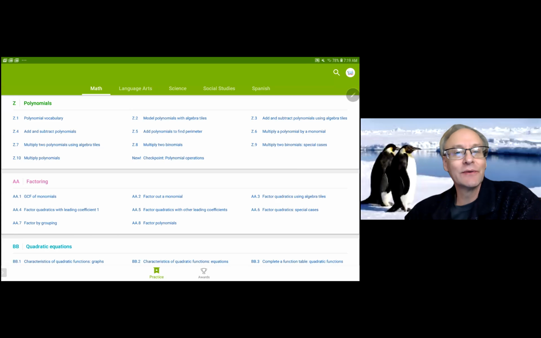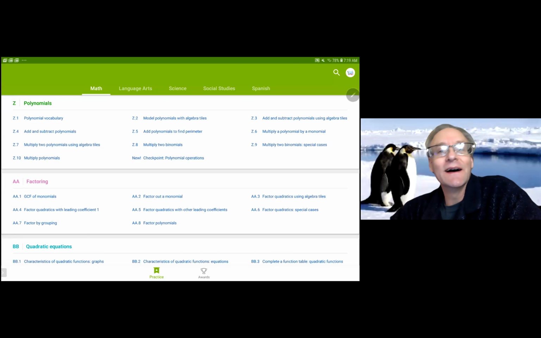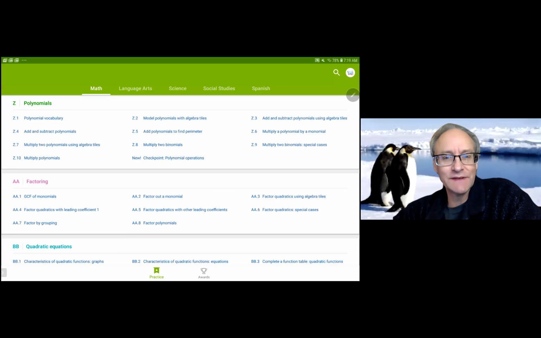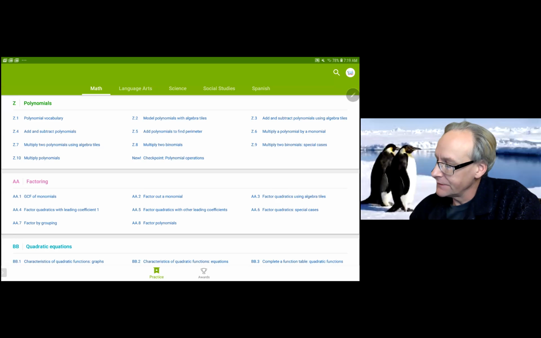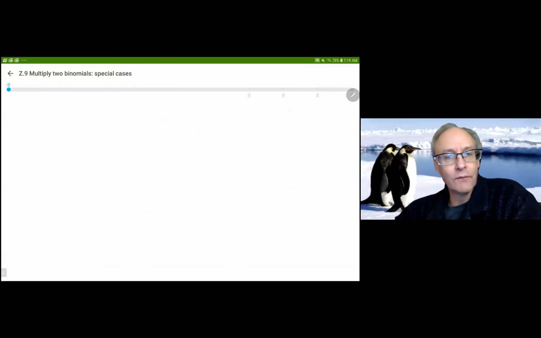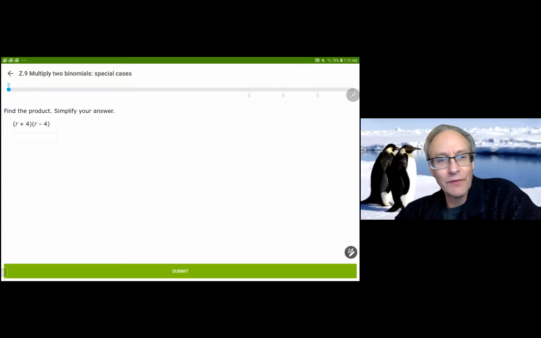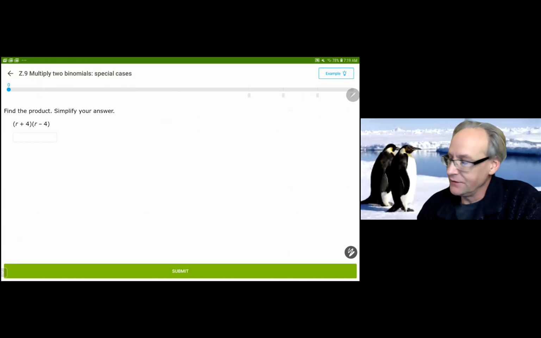Hi, everybody. We're going to try this again. This is multiplying two binomials, the special cases, and I decided to redo this one. So here it is. Hopefully we can give you the right information and the right way to explain this one today. So let's just multiply two binomials.